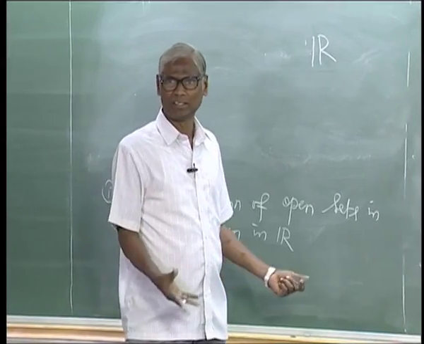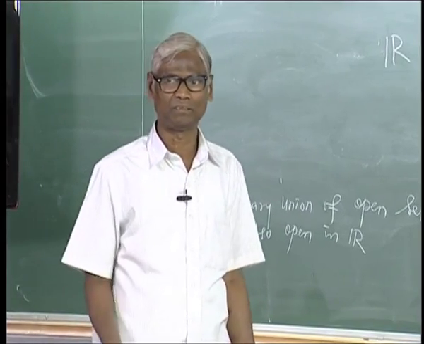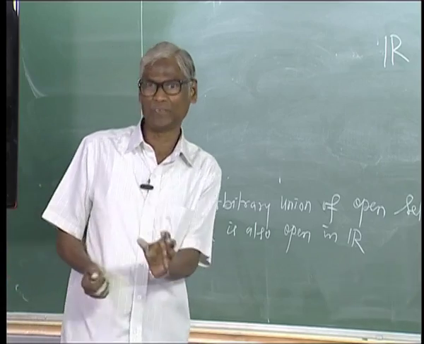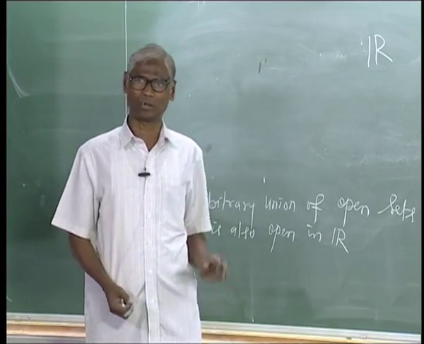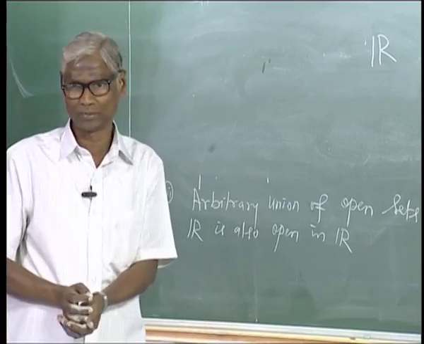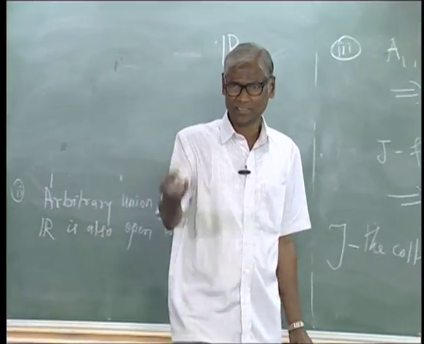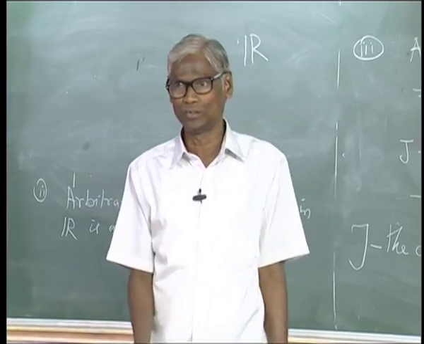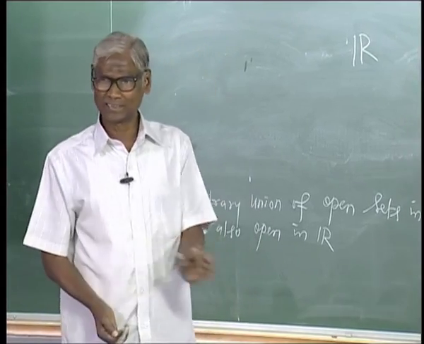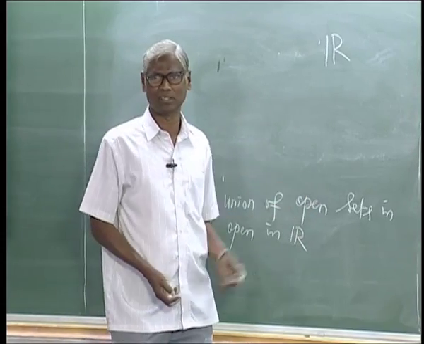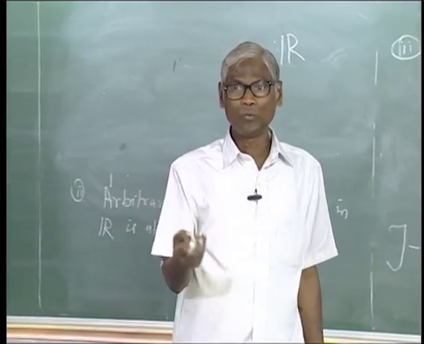If you can cover a set by a collection of open sets, from that we can extract finitely many members, and that smaller collection will also cover the set A, then that is called compact. Similarly, we introduce what is called not connected: there is a subset A such that A is non-empty, not equal to the whole space, and A and A complement are both open. Such a concept in a general metric space we call connected. All these notions depend only on open sets.